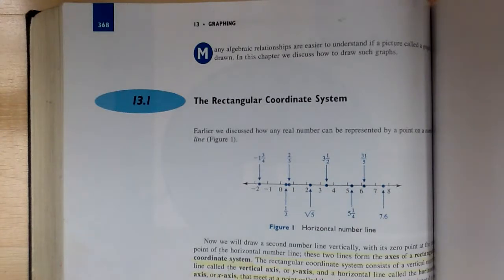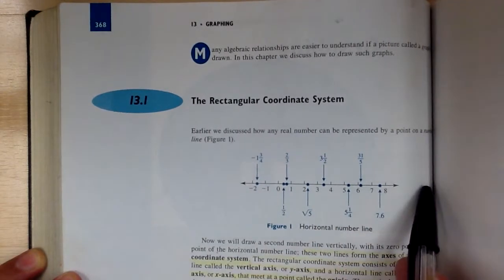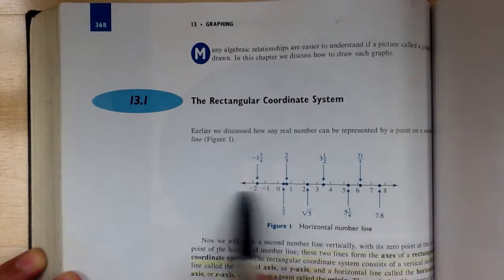Open your book to page 368. This lesson is on graphing. And first, let's go over the rectangular coordinate system. So you learned about the number line already. The number line is one-dimensional, so you just go side to side.